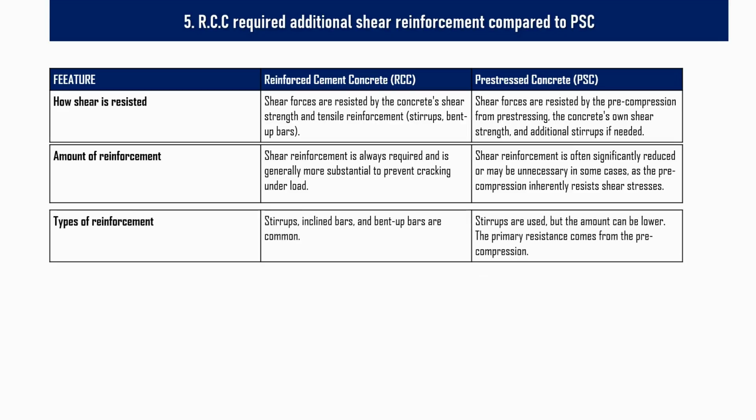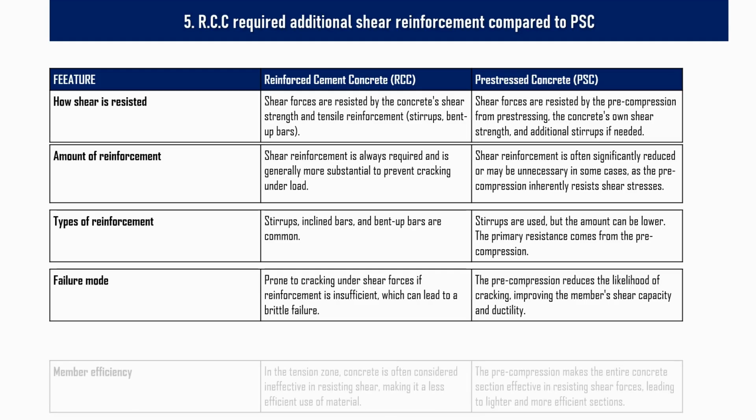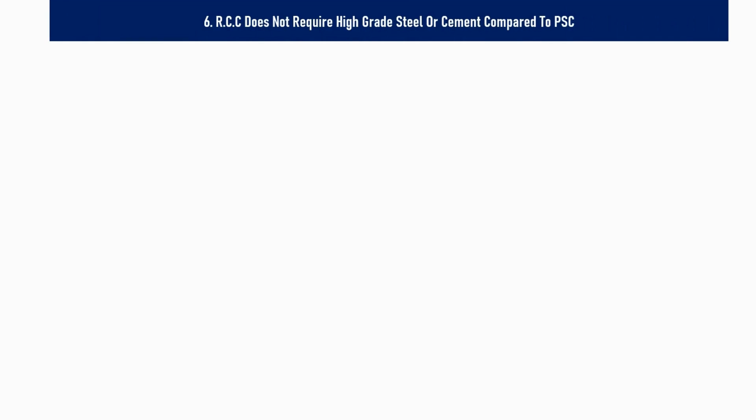For types of reinforcement, RCC commonly uses stirrups, inclined bars, and bent-up bars, whereas PSC depends mainly on precompression, needing fewer stirrups. When it comes to failure mode, RCC can crack under heavy shear if under-reinforced, leading to brittle failure. PSC, however, is less likely to crack because of its internal precompression, which improves ductility. Finally, member efficiency is higher in PSC. In RCC, the tension zone doesn't resist shear effectively, but in PSC, the whole section participates, making it lighter and more efficient. 6. RCC does not require high-grade steel or cement compared to PSC.